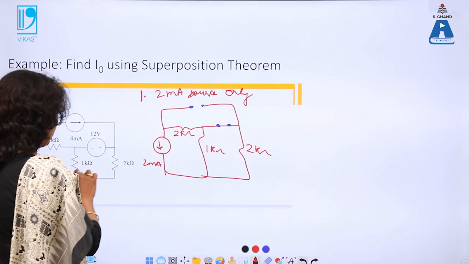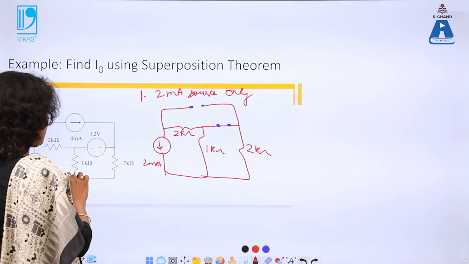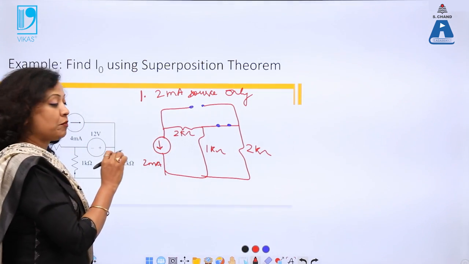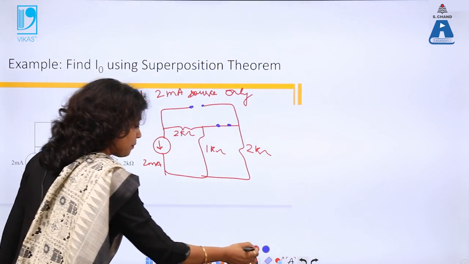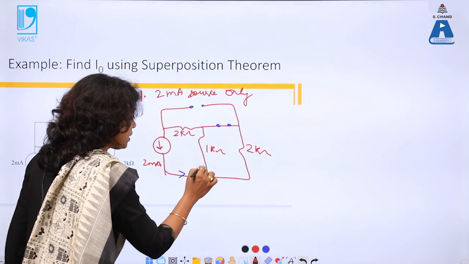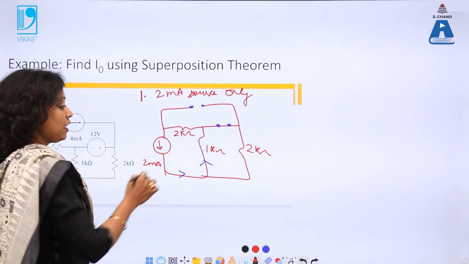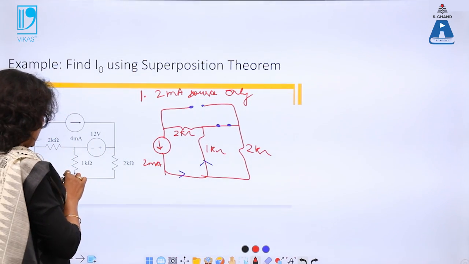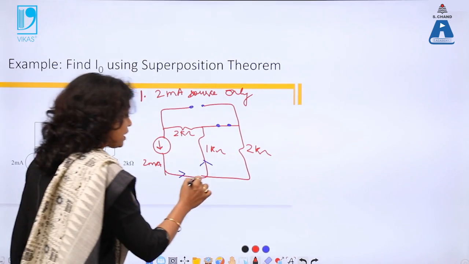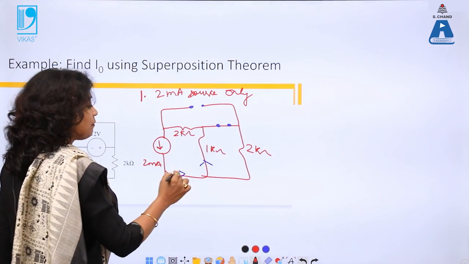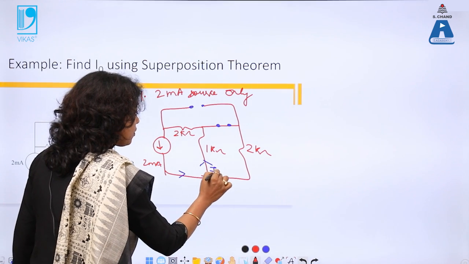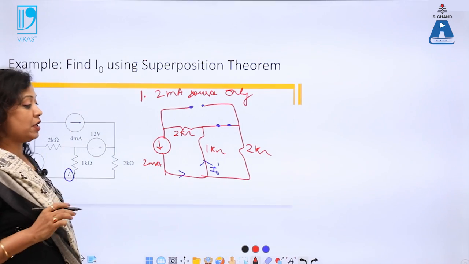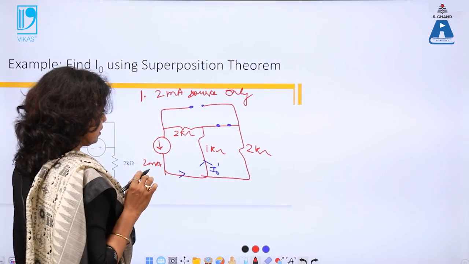Now I do not have to see the direction of I naught which is given in the question, because my current now will be because of 2 milliamperes. So this 2 milliampere current will flow like this and will flow like this. In this current, I am concerned about 1 kilo ohm because I need to find out I naught in 1 kilo ohm. So my direction because of this 2 milliampere will be like this. So let this be I naught dash. I naught dash is the current in 1 kilo ohm because of 2 milliampere. So I need to find out I naught.